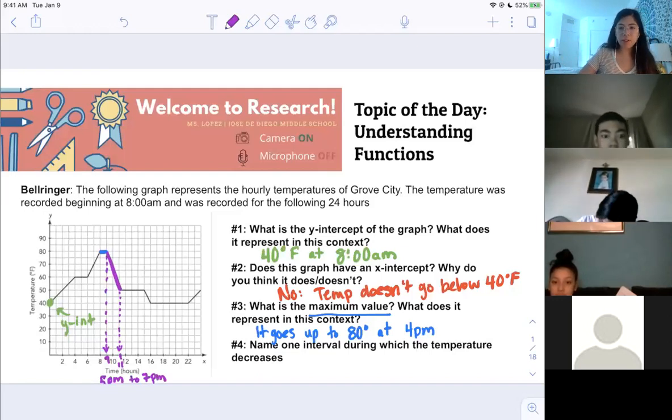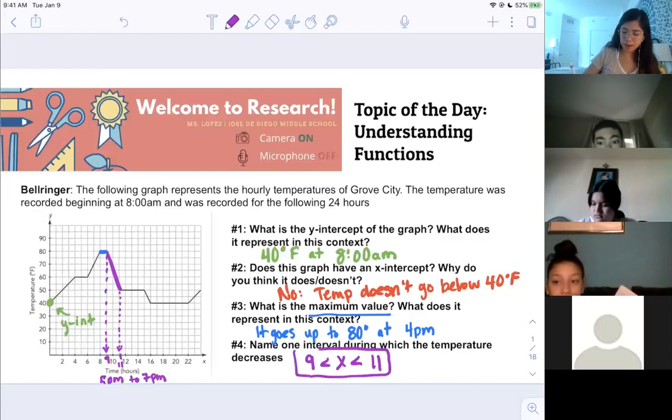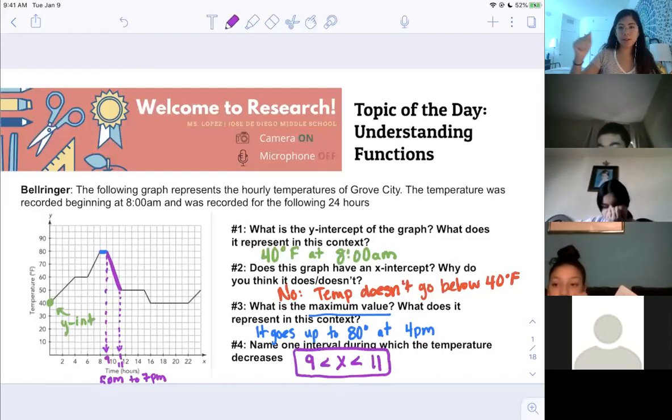Now, I'm going to name that interval using inequalities, just like we did on Tuesday. I'm going to use not the 5 and the 7, but the 9 and the 11. So from 9 hours less than x less than 11. And if you were here on Tuesday, you'll remember this is how we write intervals in algebra class. I'm not going to write all those words, I'm not going to write from 9 to 11. I'm just going to write this interval, and it means the same thing. And that's only one interval. So can somebody give me another interval? Because there's one more place where it's decreasing.